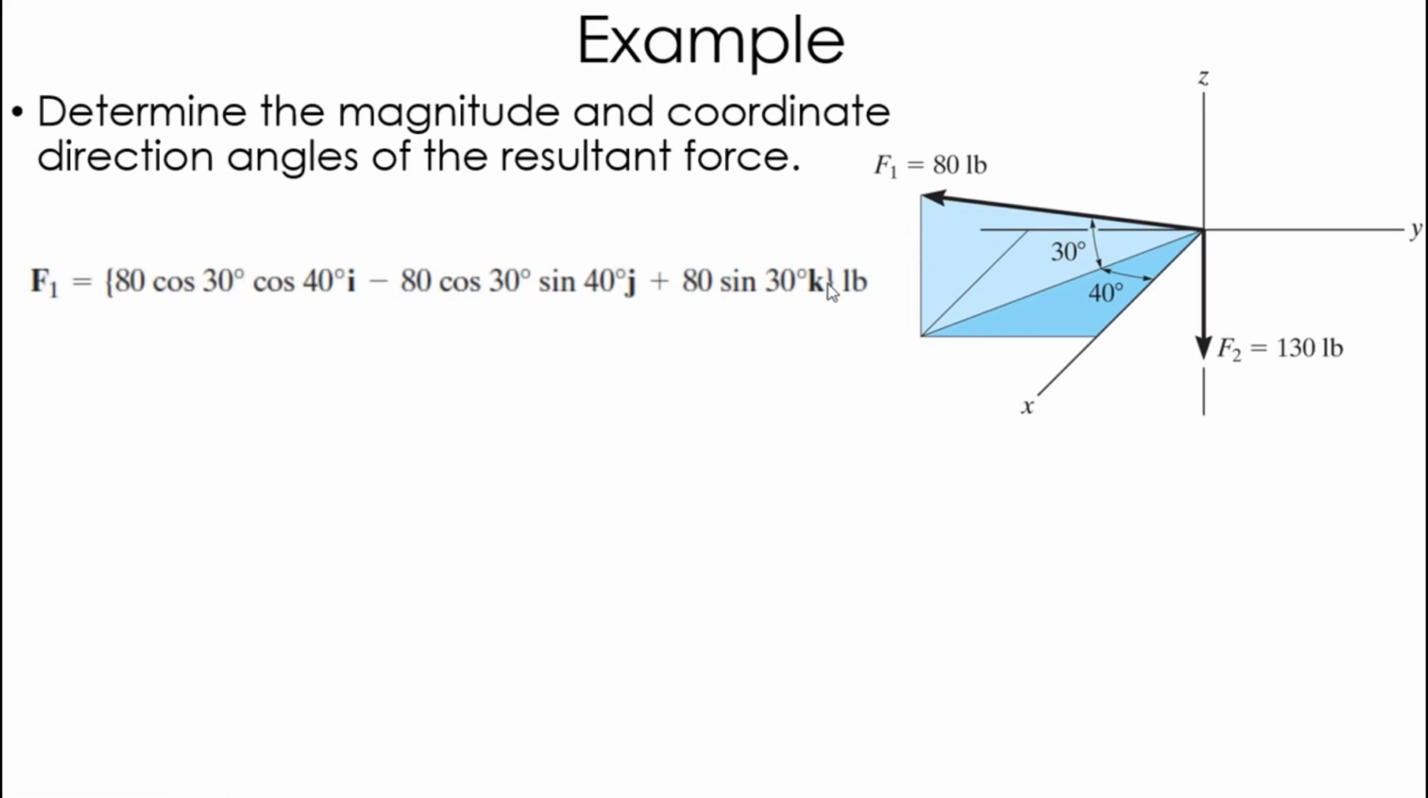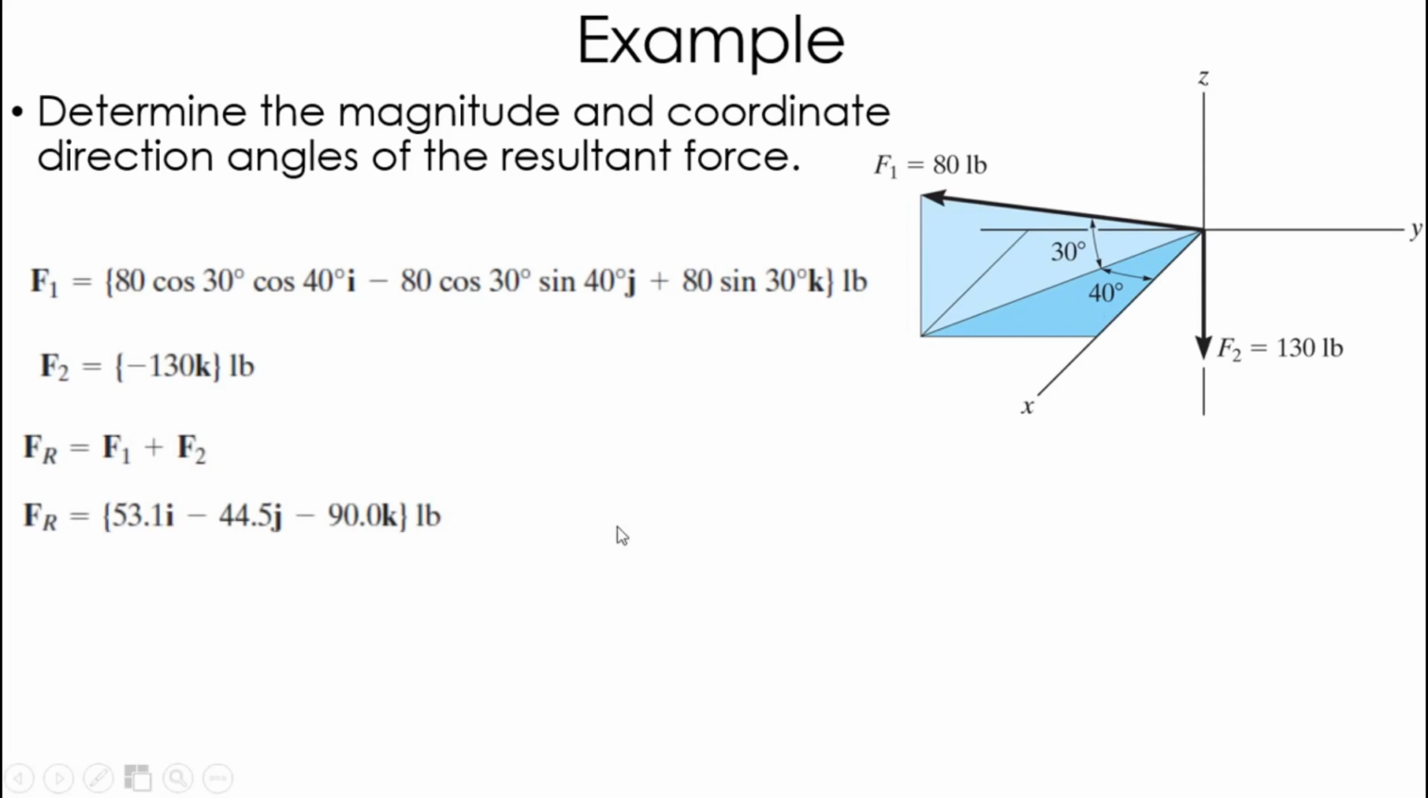And you can plug that in your calculator and actually get numbers. Now F2 is very simple. It's just acting downward in the negative z direction, so I just get minus 130k. So once I've written both vectors in Cartesian form, I simply add up the i's, add up the j's. So adding up the i's, the 53.1 is just what I've got here because there's no x here. Okay. Adding up the j components, the 44.5 is simply this because I'm adding it to 0j in F2. Okay. And this would be 40 minus 130 gives me the minus 90 in the k direction.